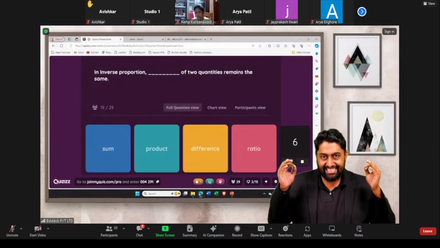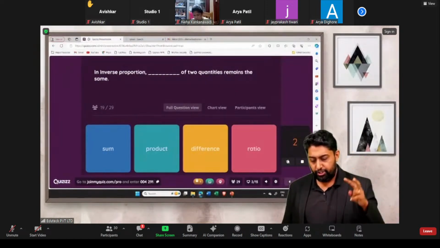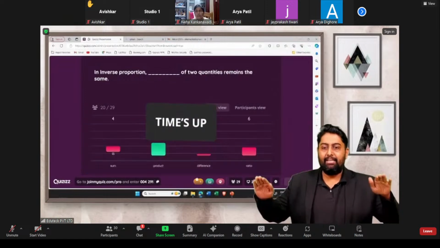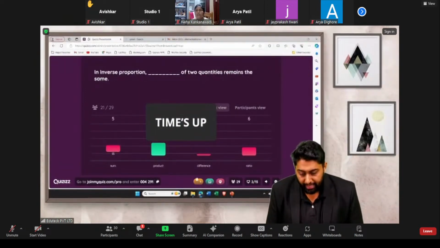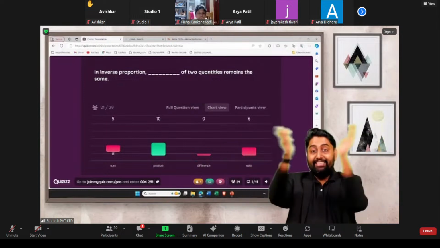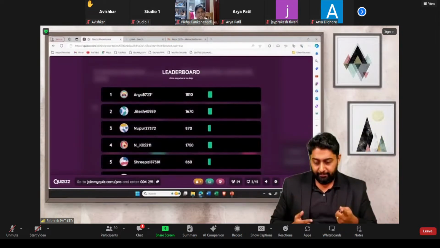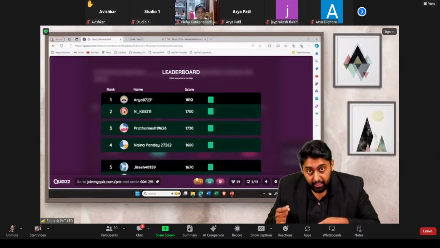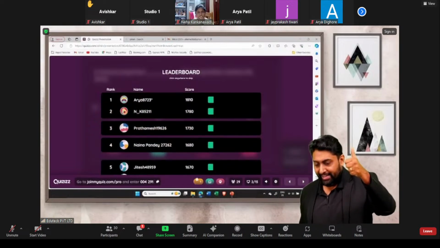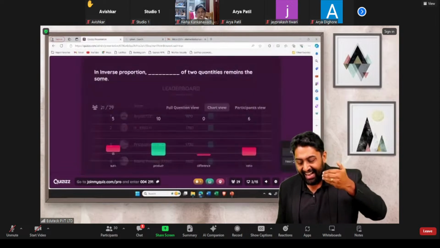7, 6, 5, 4, 3, 2, 1, and the time is up. So now let us see how many of you have got the correct answer. Great. 10 of you have got the correct answer out of the 21 who have answered. And here the table changes. We have Arya regaining the top spot, followed by Neha, Prathamesh, Naina, and Jitesh.